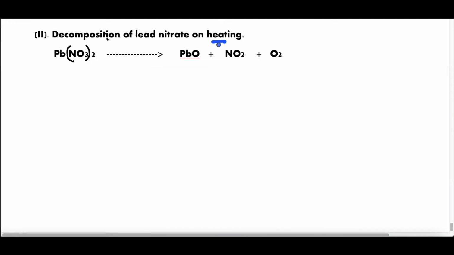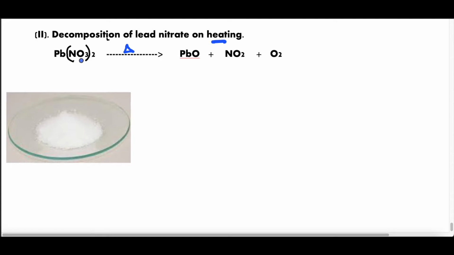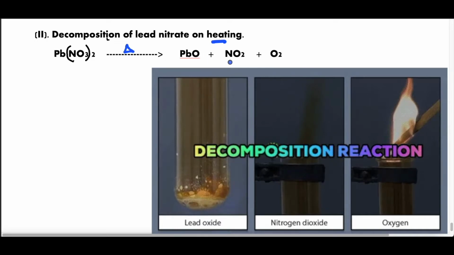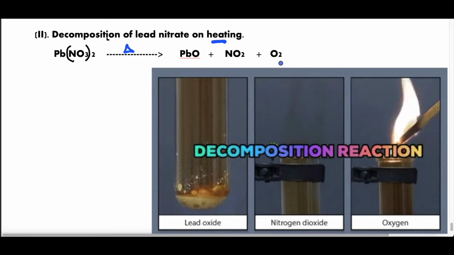This heating is denoted by a capital Greek letter delta. So if the reaction requires energy in the form of heat, this capital Greek letter delta is written on top of the reaction arrow so that the energy in the form of heat is added to the reaction. So we can read this chemical equation as lead nitrate on decomposition yields lead oxide, nitrogen dioxide, and oxygen.